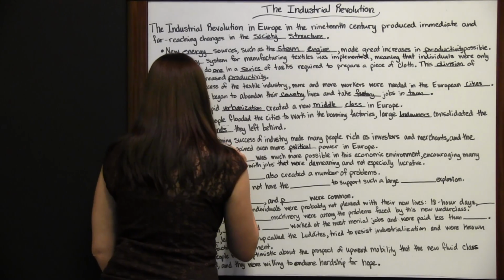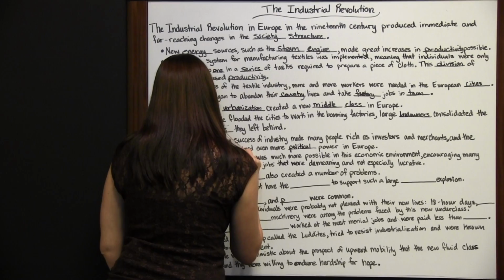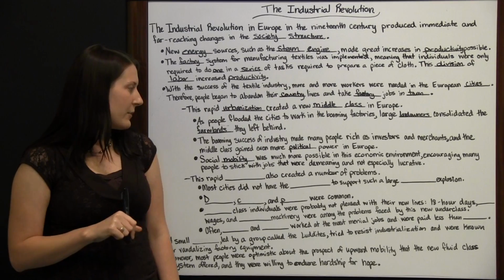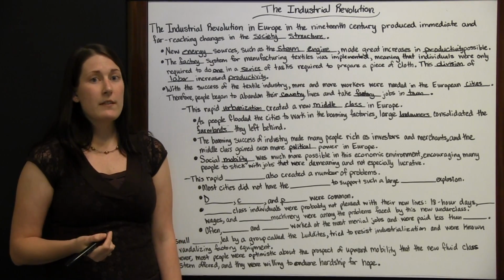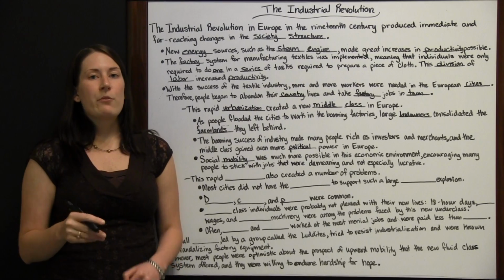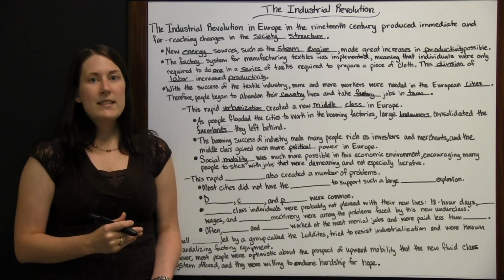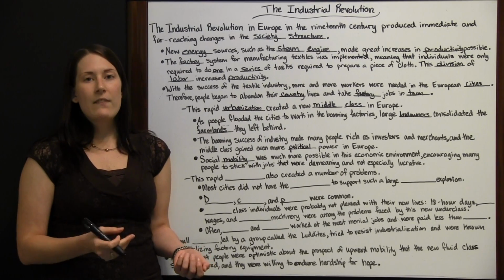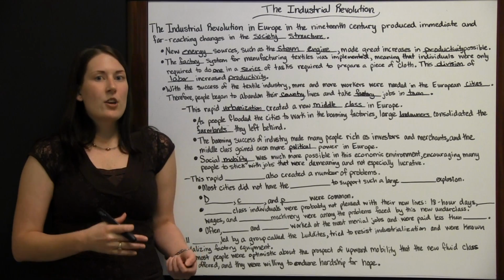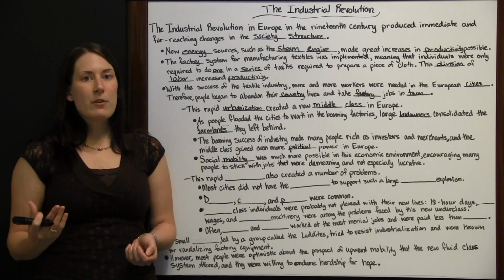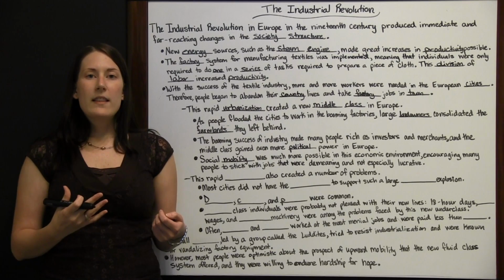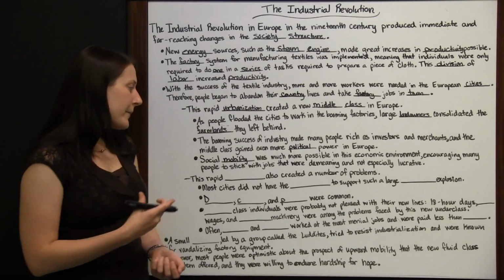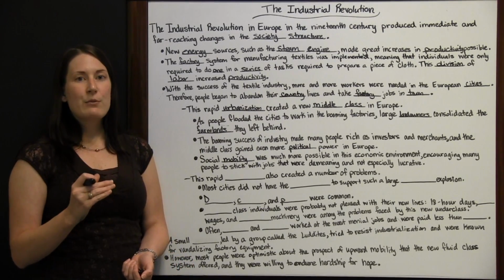Social mobility was much more possible in this economic environment, encouraging many people to stick with jobs that were demeaning and not especially lucrative. Well, social mobility is the idea that you can move from one class to another. So a lower class citizen who may have been virtually a peasant out on the farms may have moved in, got a factory job, people saw that he did a good job and he gets promoted and he makes way more money that way and can actually move up into the lower class and then move into the middle class and maybe even higher. But instead of being trapped in the class that you were born in, there's a lot more mobility.